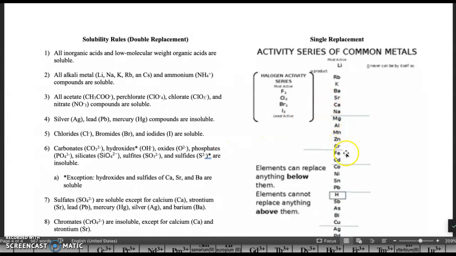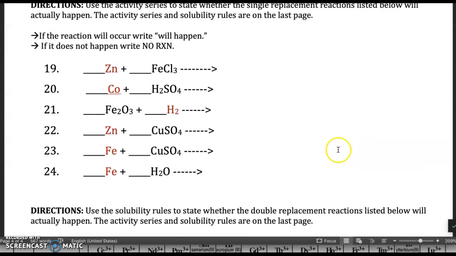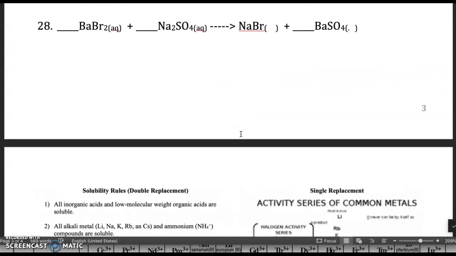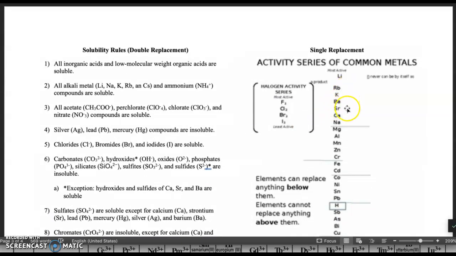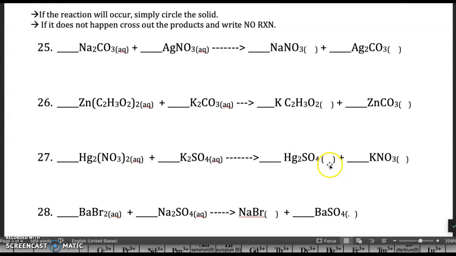There is Zn. It is above Fe, so yes. So it's asking me to write will happen. So I'm just going to write that right here. Is Co higher than H? So I'm going down. Is Co higher than H? There's Co. It is above H. That means it will happen.